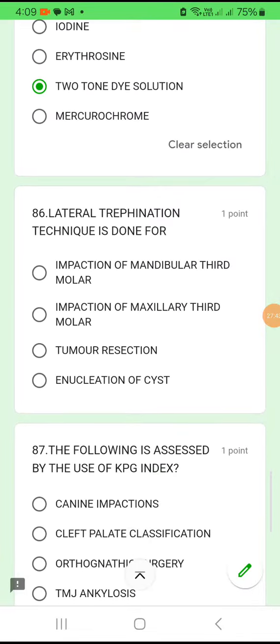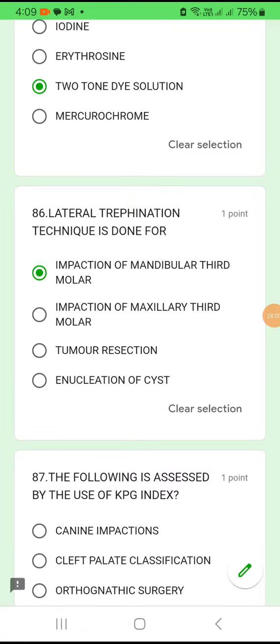Okay, question number 86. The lateral trephination technique is done for impaction of the mandibular third molar or impaction of the maxillary third molar. Okay, lateral trephination technique is done for mandibular third molar, option A.